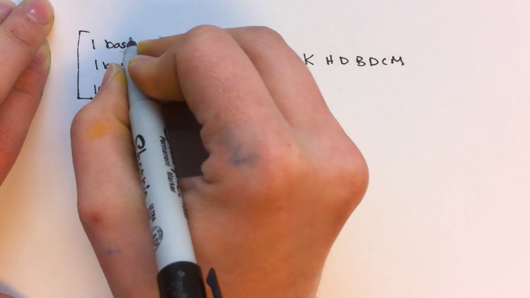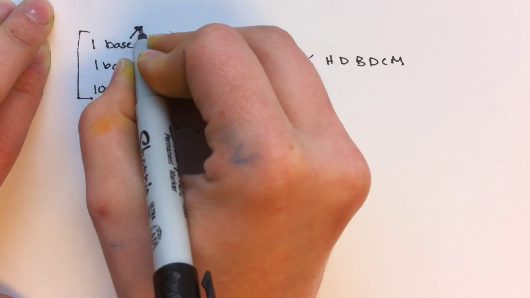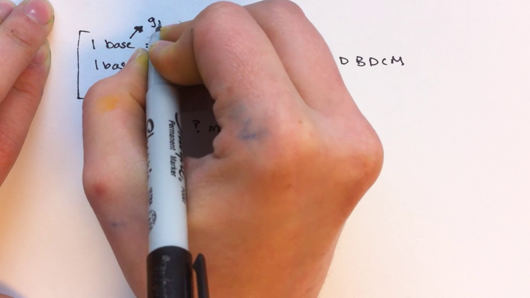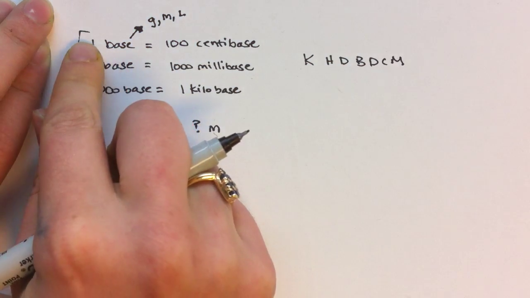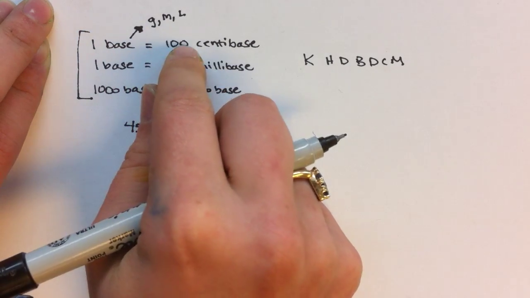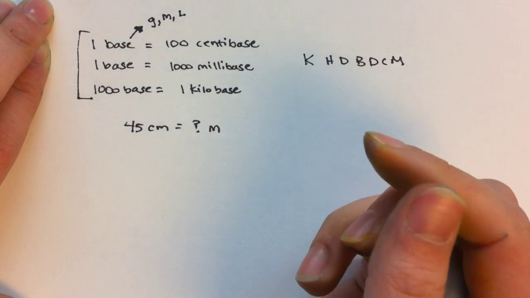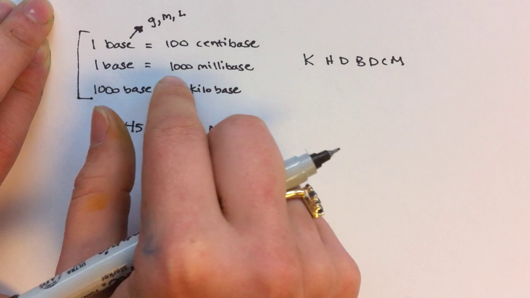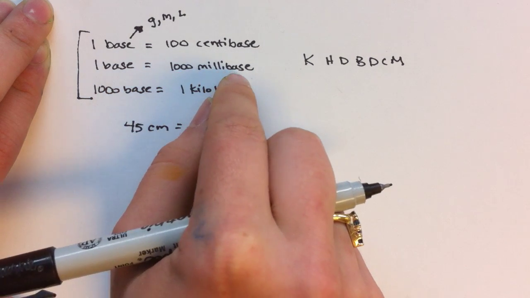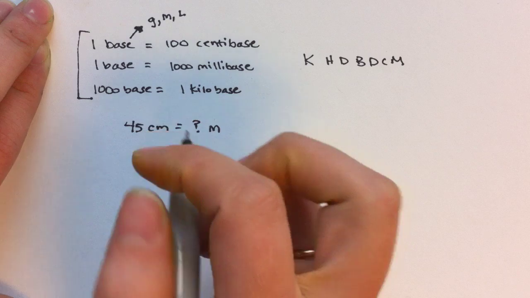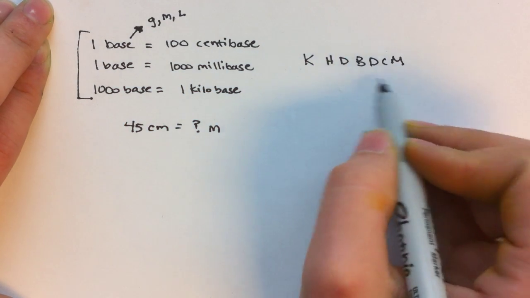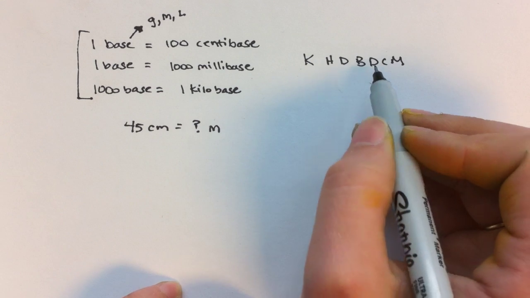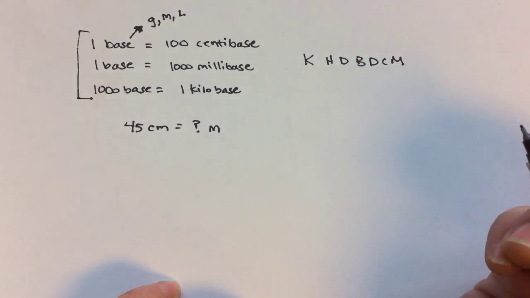Okay, you might be wondering, what is the base? But remember, base can be grams, meters, or liters. So basically this is saying 1 gram equals 100 centigrams, or 1 gram equals 1,000 milligrams. Okay, this equality will be given to you, but you also might remember King Henry, and it'll be on there.